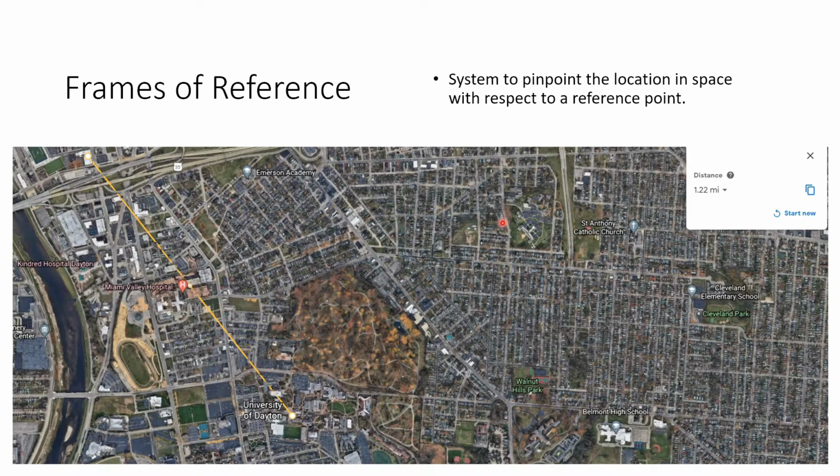Now, how are we measuring this? We are measuring this by a frame of reference. What is a frame of reference? Well, it's a system to pinpoint the location of an object within space, right? In this case, we can take a reference point. We'll get more into it, but reference frames are very important when you're trying to do anything in the physical world.